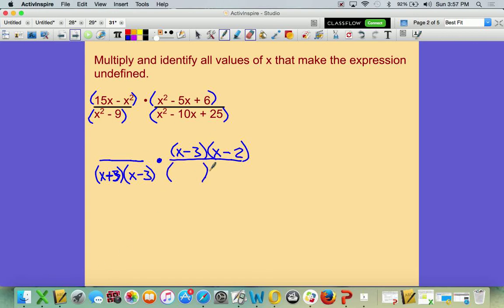On the bottom, same sort of thing. x and x, signs are the same, they're both minus. 25, well that's going to be 5 and 5 to give us 10 here.